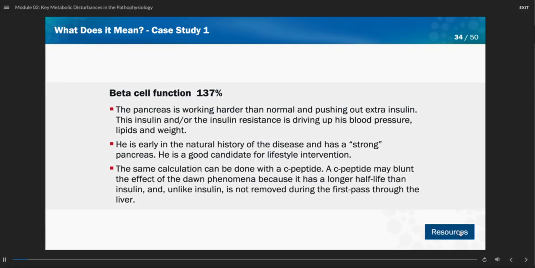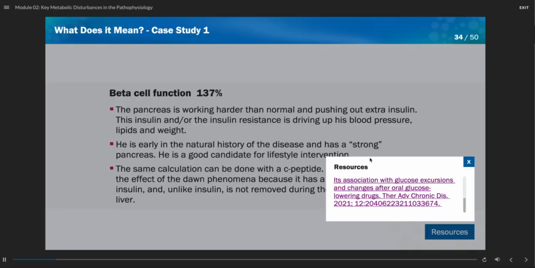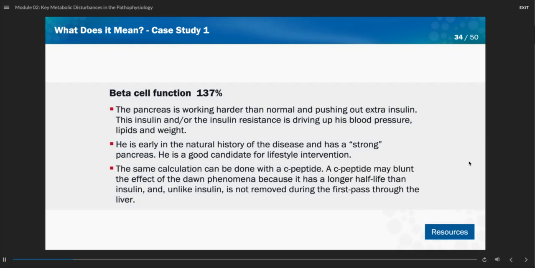So what does it mean? Percent beta cell function, 137%. The pancreas is working harder than normal and pushing out extra insulin. This insulin and/or the insulin resistance is driving up his blood pressure, lipids, and weight. He's early in the natural history of the disease and has a strong pancreas. He is a good candidate for lifestyle intervention.